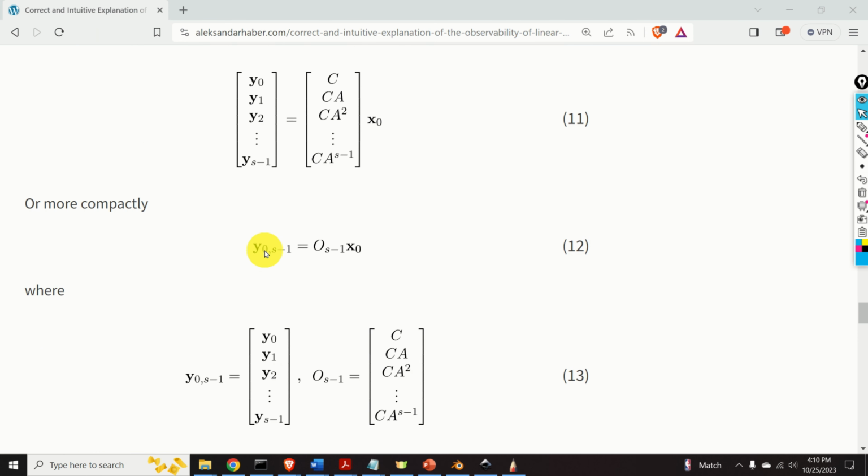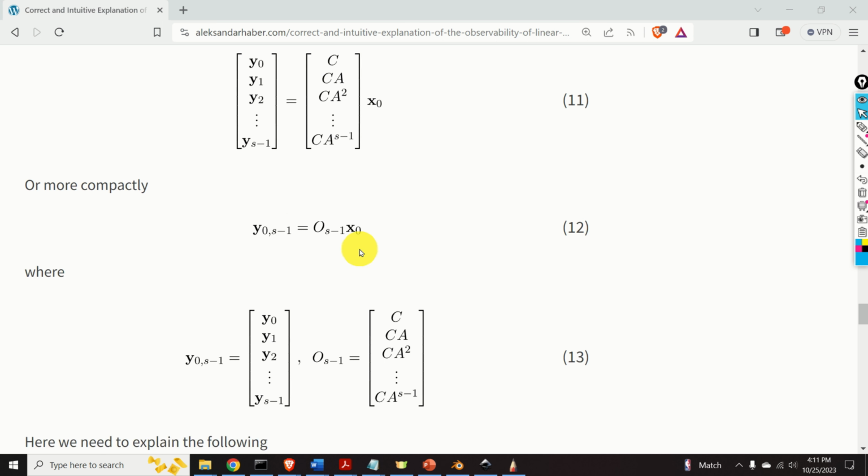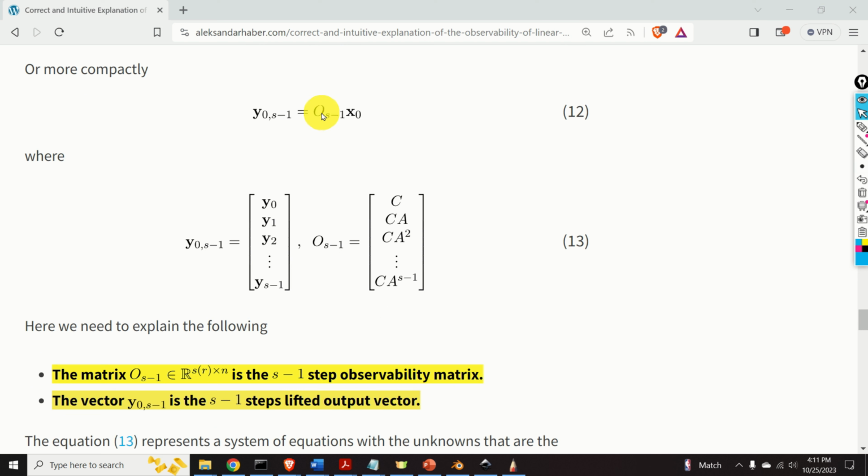In control theory, when you see something like this, it is usually a lifted vector. This means that this vector consists of other vectors that are stacked on top of each other, starting from the time index 0 until the time index s-1. And then you have this matrix multiplying x0. This matrix is actually called the s-1 step observability matrix. It has this structure, and this vector is the s-1 step lifted output vector.